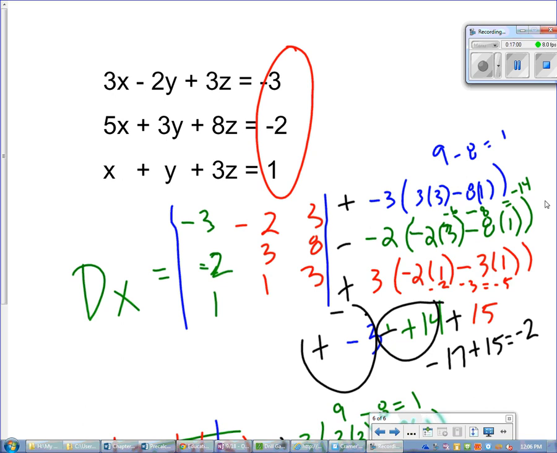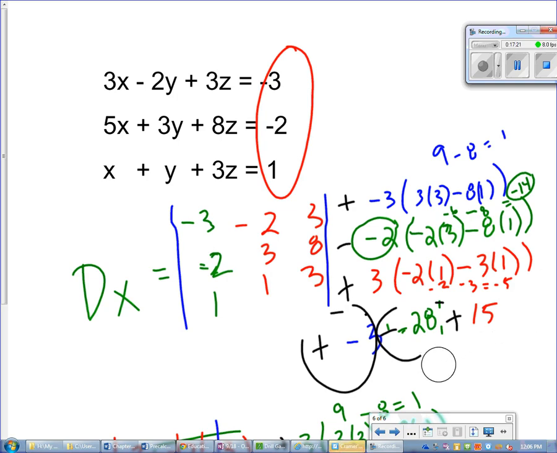Okay, I need to backtrack for 1 second. I did make a mistake in the green section. So this is where I said be really careful with your arithmetic. We have -14. I forgot to multiply it by -2. So -14 times -2 is -28. Okay, so let's fix that. All right, so now we have -3 minus -28. Remember, subtracting a negative is like adding. So it's the same thing as saying plus 28. So that's 25.